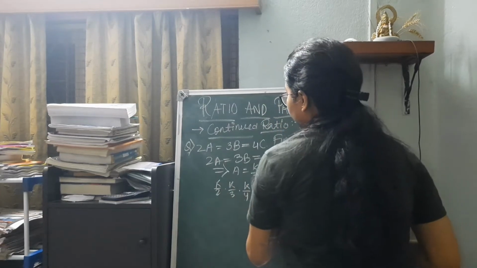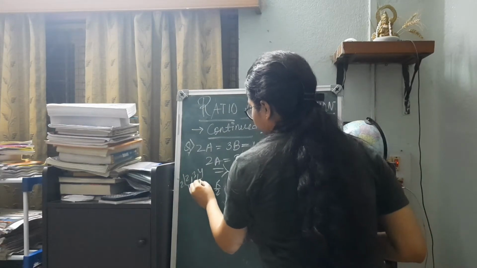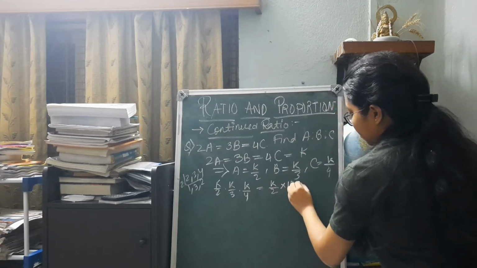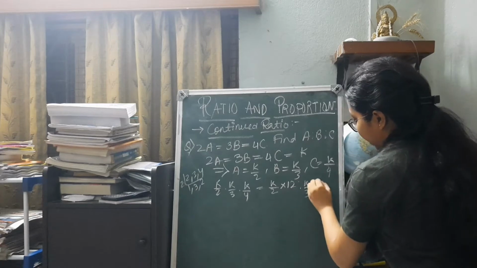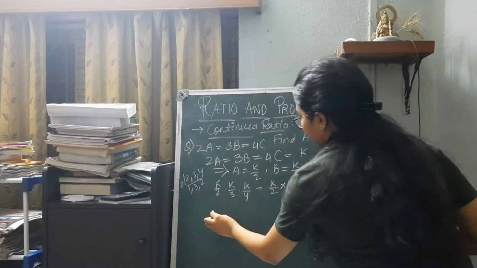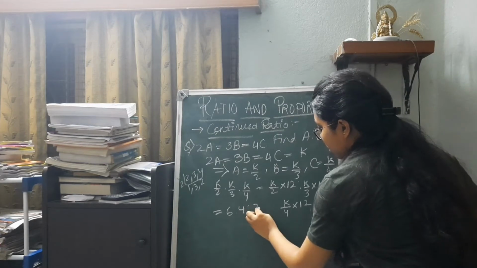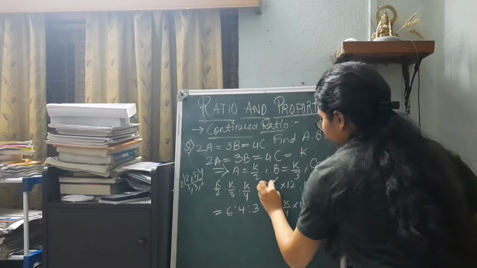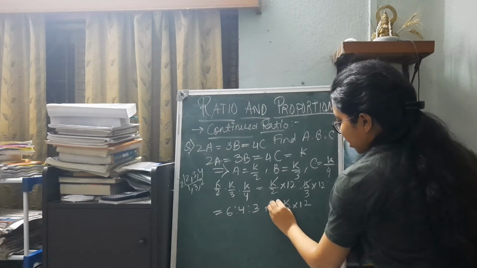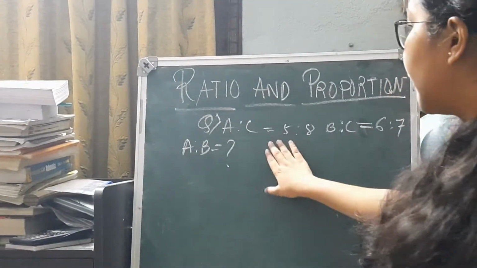If we go for the LCM of 2, 3 and 4, it comes out to be 12. So it is K by 2 into 12 is to K by 3 into 12 is to K by 4 into 12. By the cancellation of all the common K's, our answer comes out to be 6 is to 4 is to 3. As you can see, it is a very simple question on continued proportion.